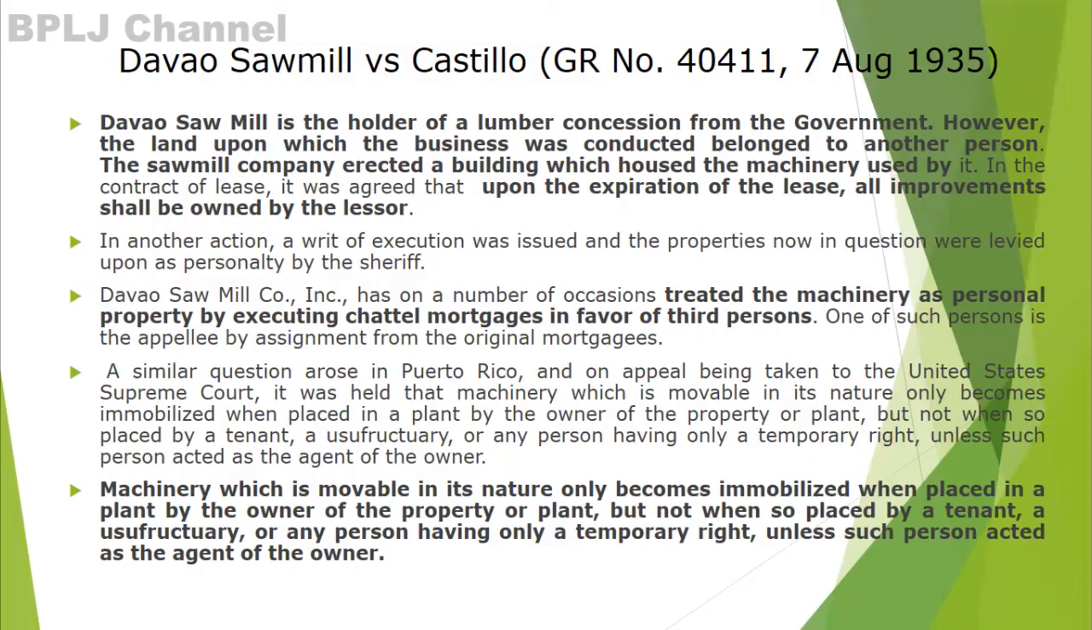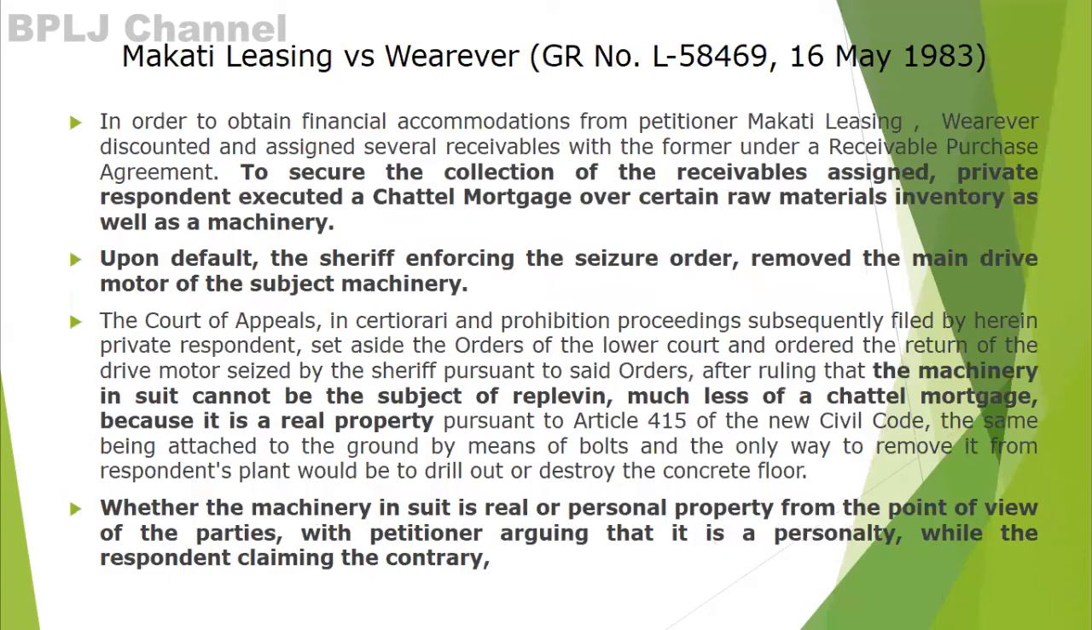So that is the important doctrine in Davao Sawmill versus Castillo. Machinery becomes immobilized only if placed by the owner of the immovable to which they are placed. So if it is placed by a person who only has a temporary right on the tenement, that machinery does not become immobilized. It becomes immobilized only when it is placed by the owner of the tenement.